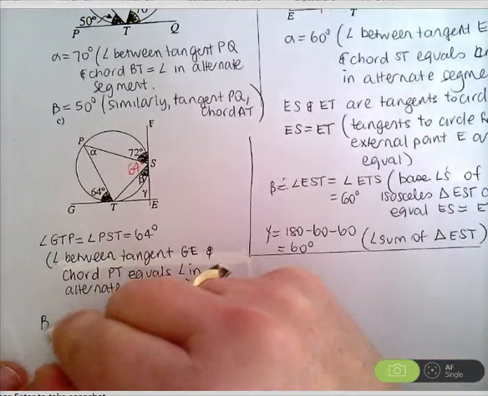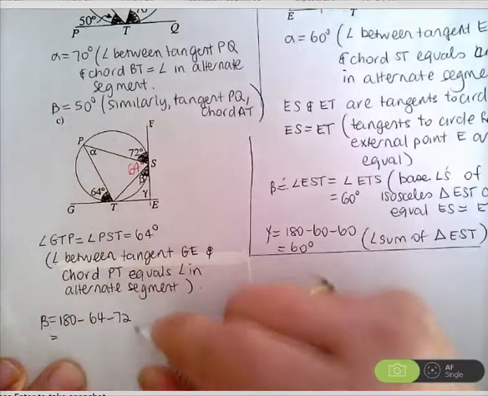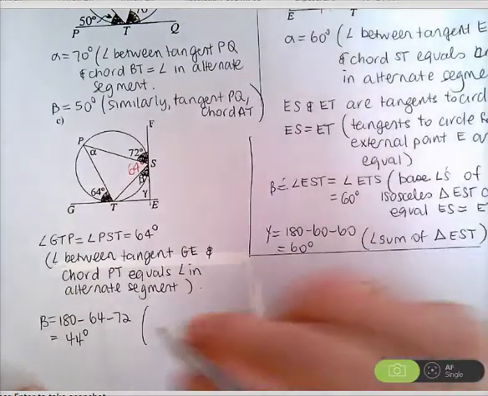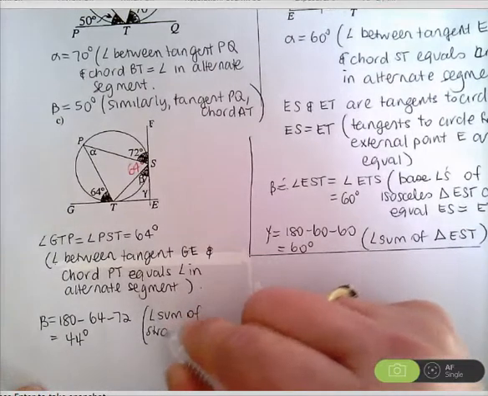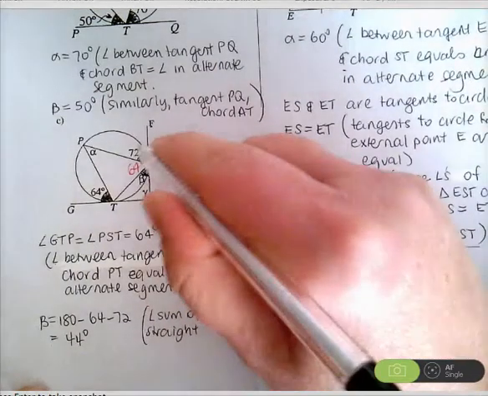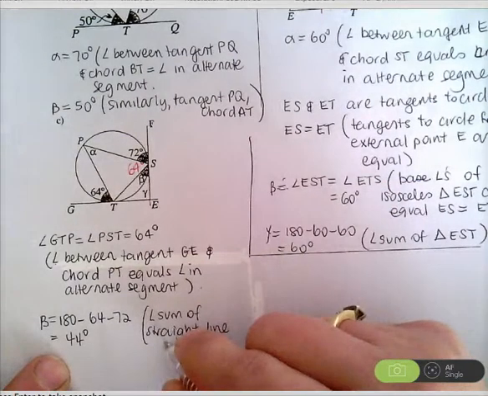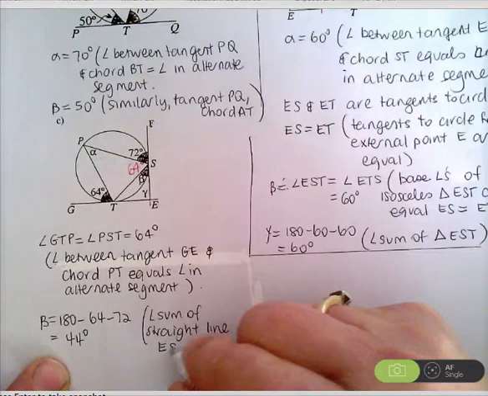And then you can go that beta is 180 minus 64 minus 72, which is 44. And the reason is angle sum of straight line. Now you can't use supplementary angles because there's more than 2 angles there. So angle sum of straight line, and the straight line is, I think, ESF.